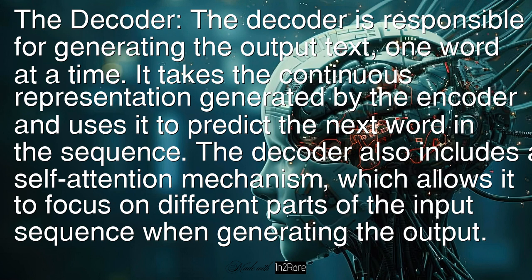The decoder is responsible for generating the output text one word at a time. It takes a continuous representation generated by the encoder and uses it to predict the next word in the sequence. The decoder also includes a self-attention mechanism, which allows it to focus on different parts of the input sequence when generating the output.